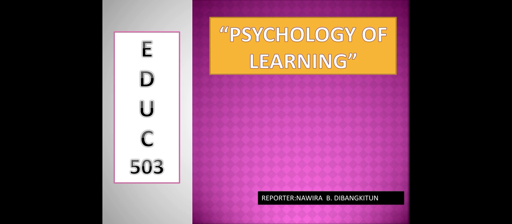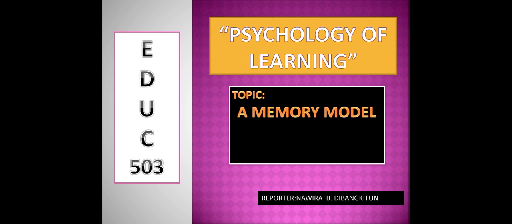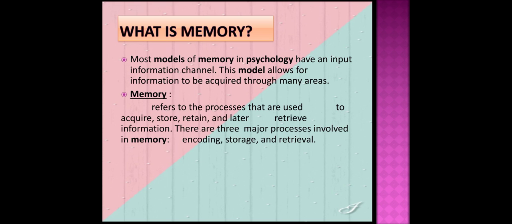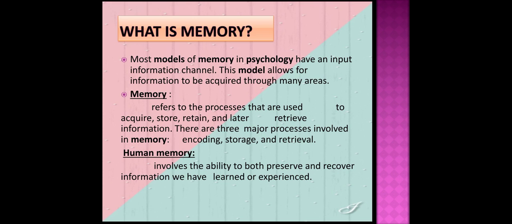My topic is about a memory model. What is memory? Most models of memory in psychology have an input information channel. This model allows for information to be acquired through many areas. Memory refers to the processes that are used to acquire, store, retain, and later retrieve information.